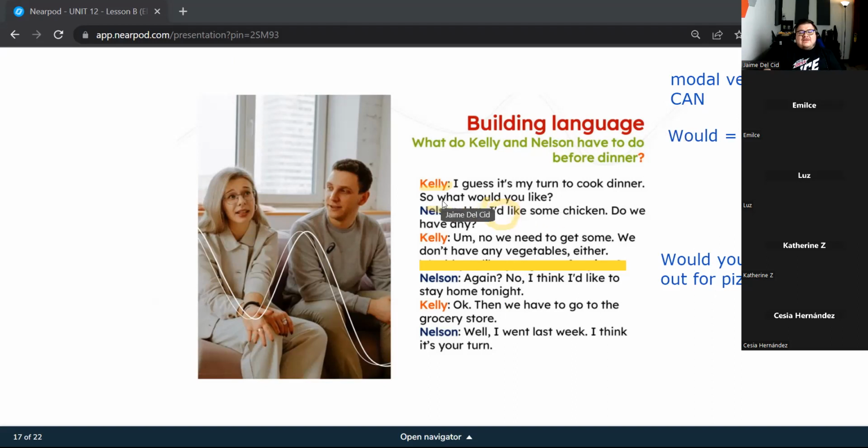¿Qué está pasando aquí? Le está preguntando a Nelson, ¿qué quieres? What would you like? Nelson dice, I'd like some chicken. Do we have any? Me gustaría algo de pollo. ¿Tenemos algo de pollo? ¿Hay existencia de pollo? No, we need to get some. No, hay que conseguir algo de pollo. We don't have any vegetables either. Tampoco tenemos vegetales. Entonces, ¿qué propuesta le hace? Would you like to go out for pizza? ¿Te gustaría ir por pizza?